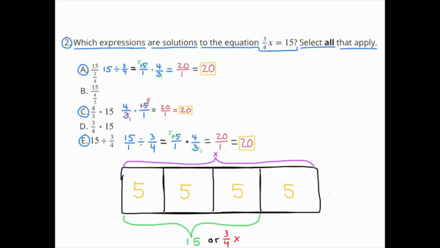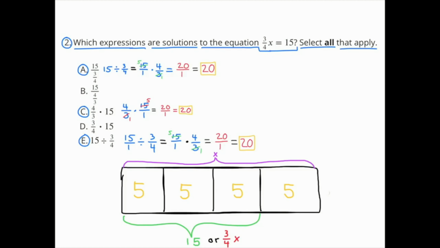Number 2. Which expressions are solutions to the equation 3/4 x equals 15? Select all that apply. I selected A and E because they're pretty much the same thing. E says 15 divided by 3/4, and that equals 20. And A says 15 over 3/4, which means 15 divided by 3/4, and that equals 20.